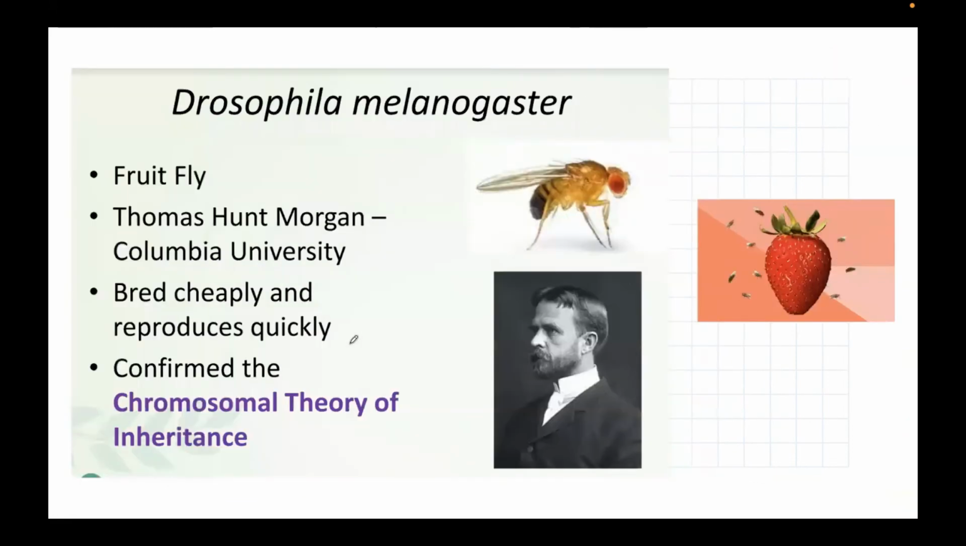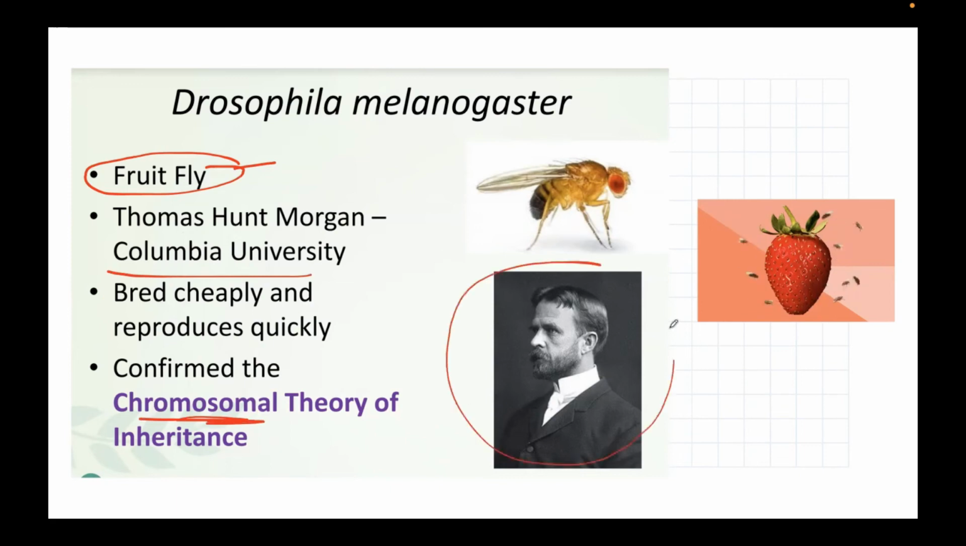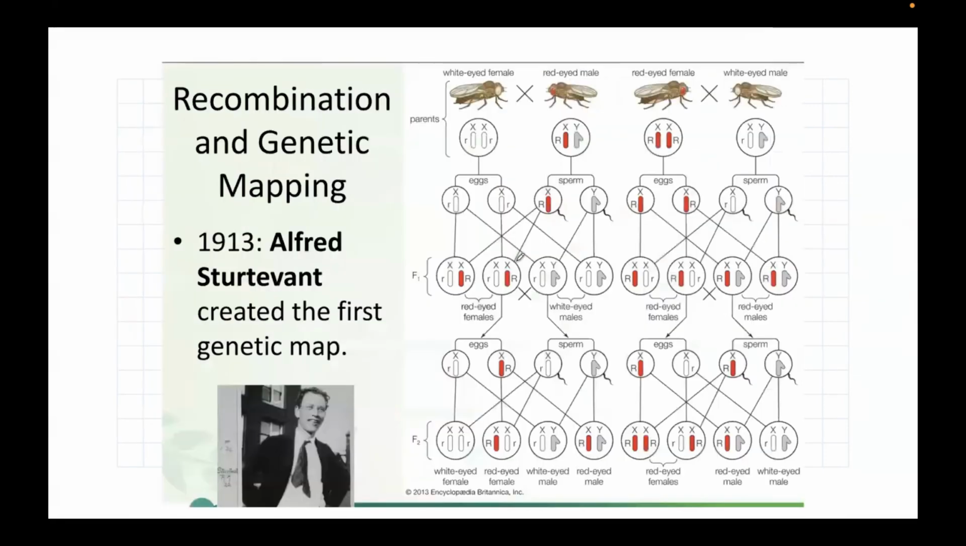So it was Thomas Hunt Morgan that discovered the chromosomal theory of inheritance. So using the fruit fly, okay, pinag-aralan niya yung DNA na to at na-discover niya na meron palang chromosomes. In Columbia University, he was a Nobel Prize winner. Okay. Next, the recombination and genetic mapping.